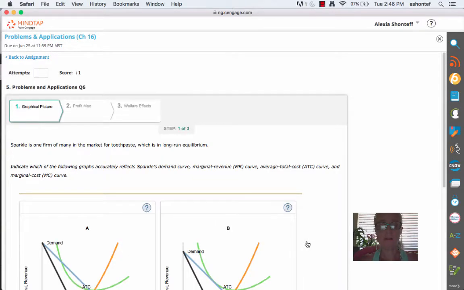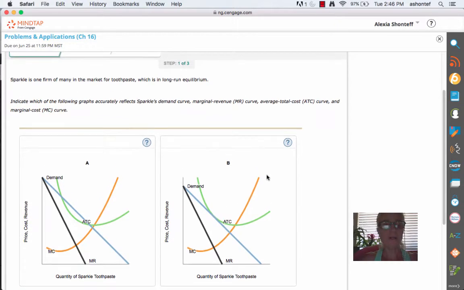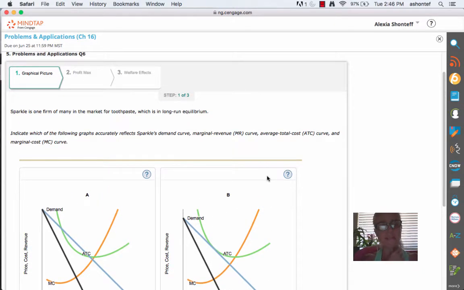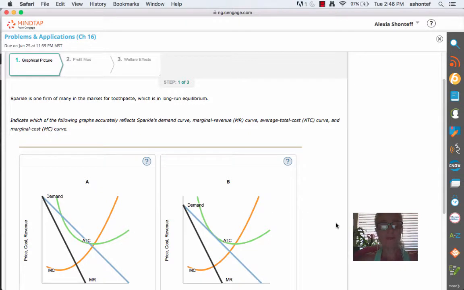Okay, question 5, you're given these two different pictures, picture A or picture B. And what you're asked is, let's see what it says. Sparkle is one firm of many in the market for toothpaste, which is in the long run. So both of these at first might seem like monopoly, but because this question clearly tells you that there's many firms in the market, this is monopolistic competition.